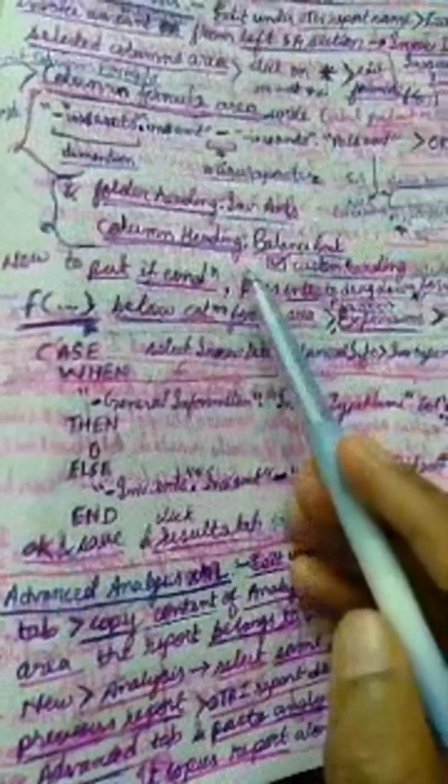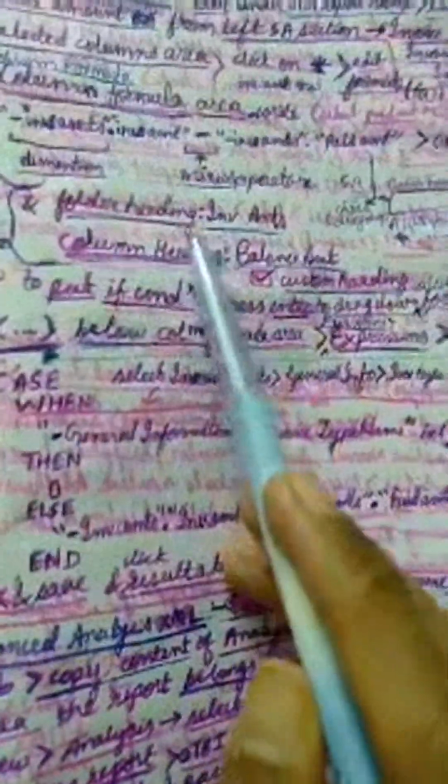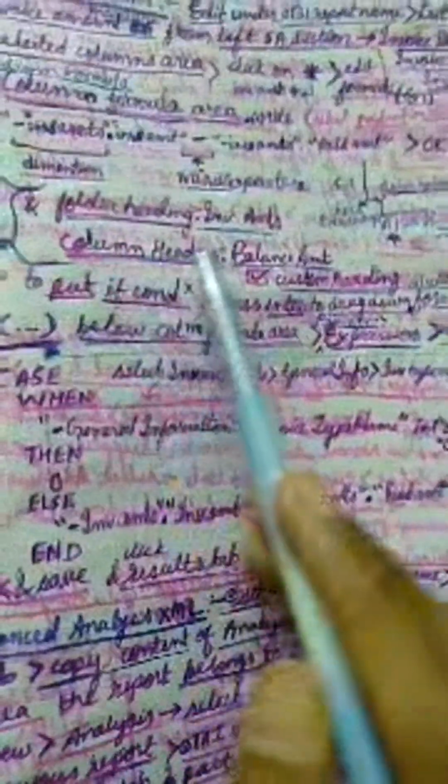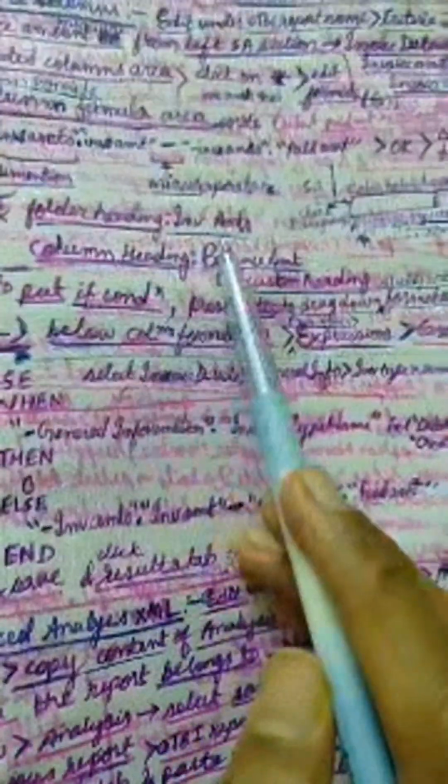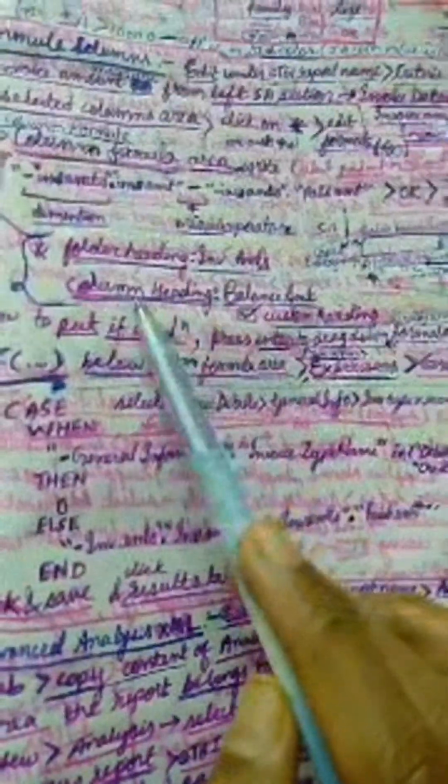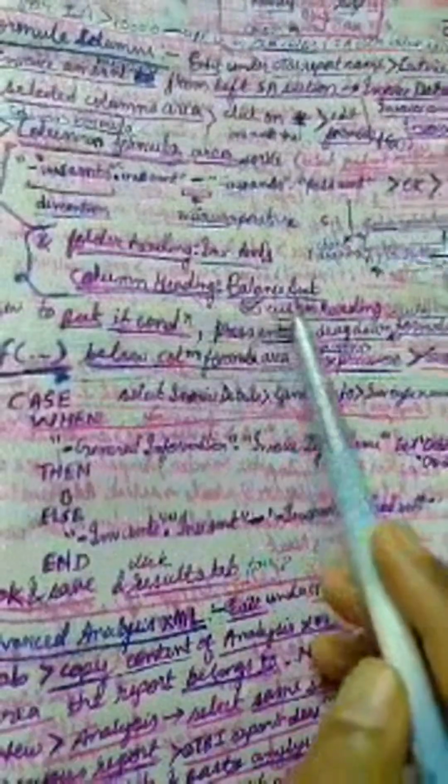Now, apart from this, we have two more sections, fields to be given: folder heading is invoice amounts, and column heading is balance amount.